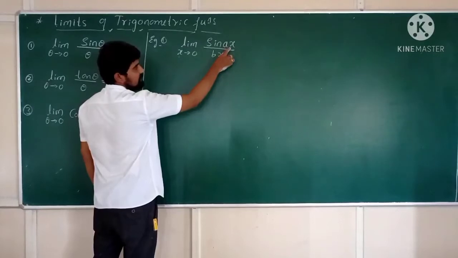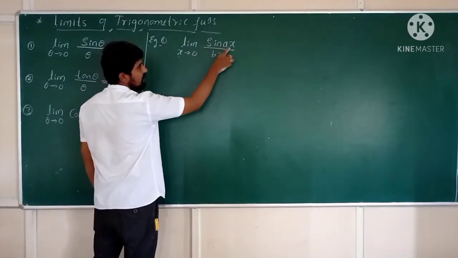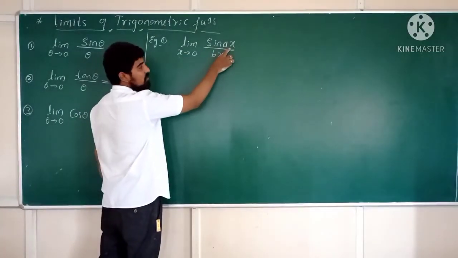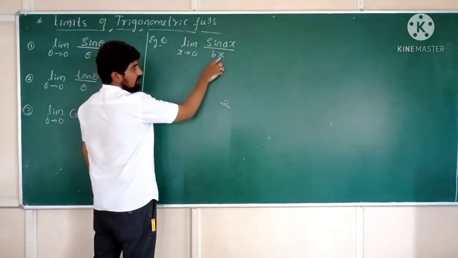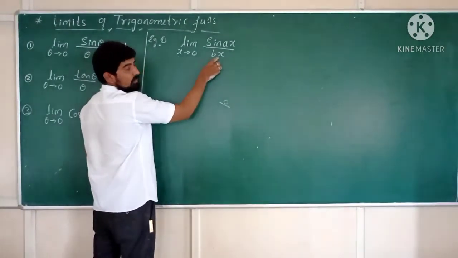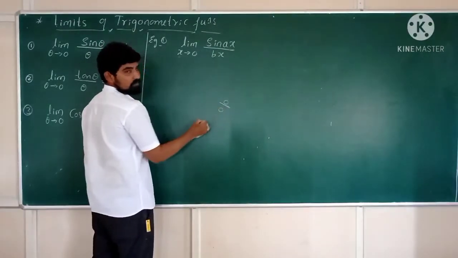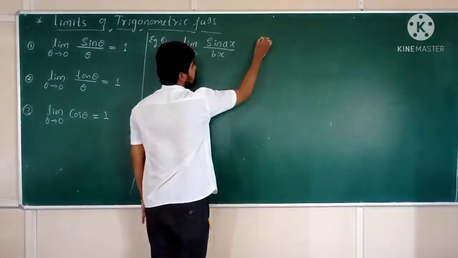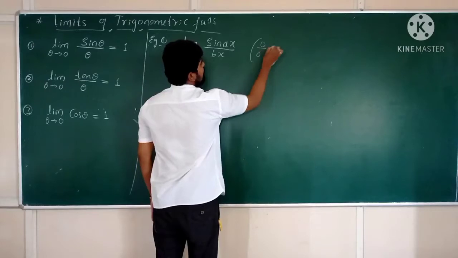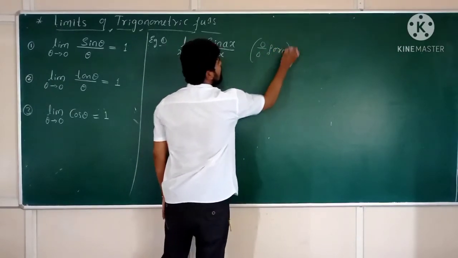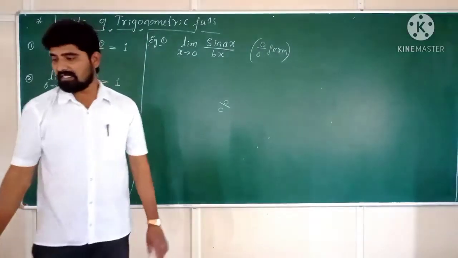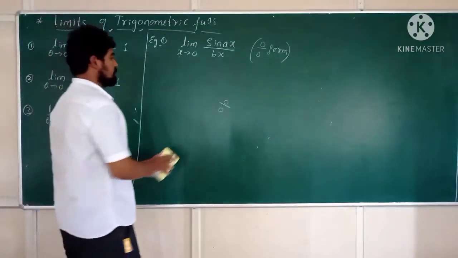If I substitute x equal to 0 here, sin a into 0 is sin 0, and the value of sin 0 is 0. And x is 0 here, so b into x means 0 into b is 0. So this function is of which form? 0 by 0 form. It means we cannot directly substitute the value of x equal to 0 in the given function.